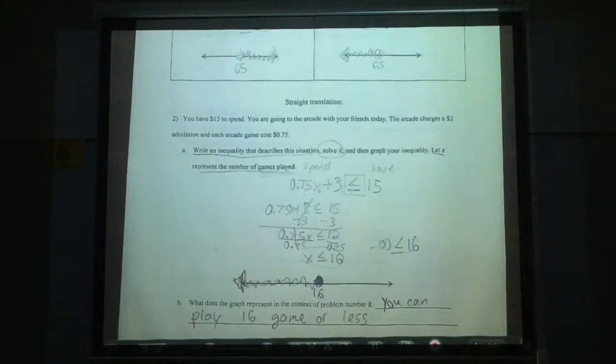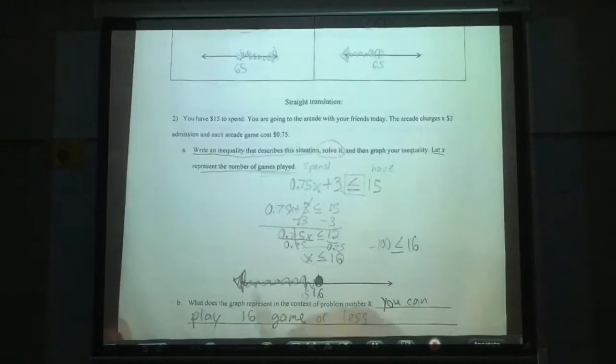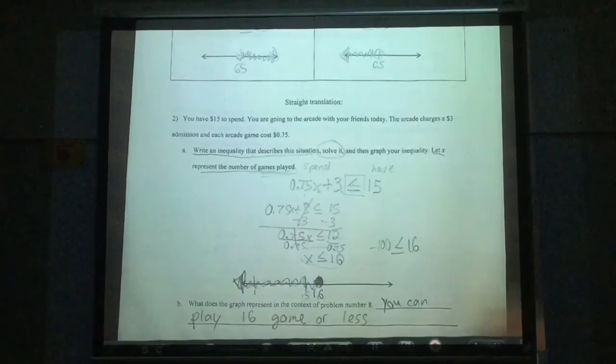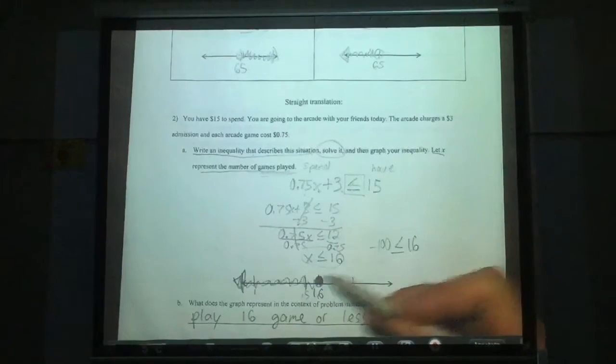So is it okay for you to play 15 games? Yeah, 15 is in the shaded region, right? Is it okay for you to play only 1 game? Yeah, 1 is in the shaded region. Is it okay for you to play 20 games? The answer would be no, because you don't have enough money, all right, and you would be in the non-shaded region.